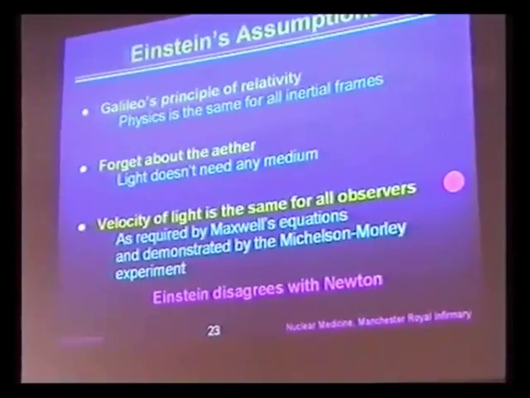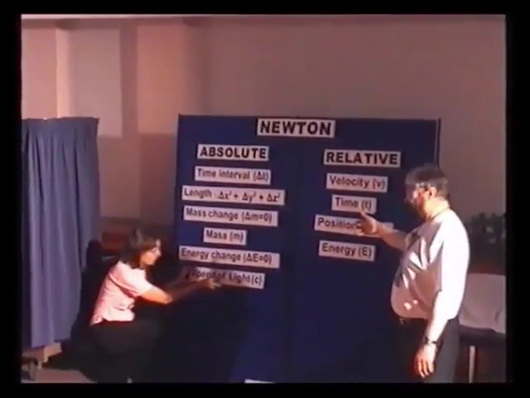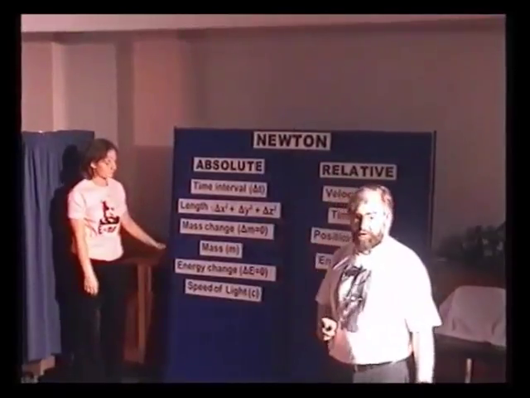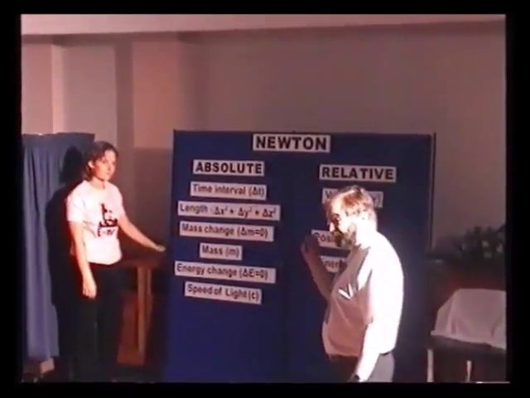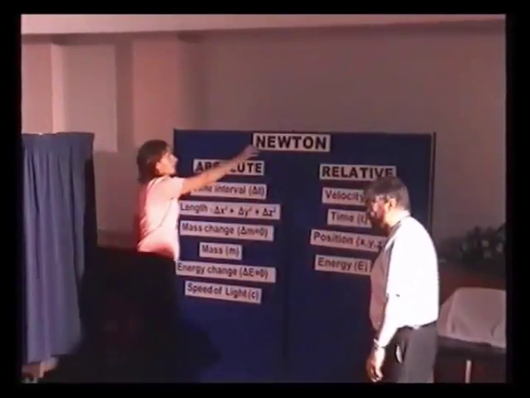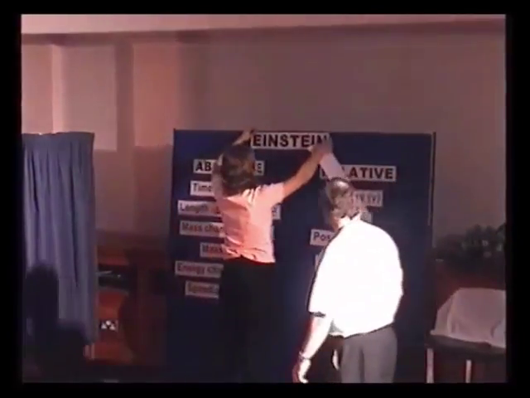So we have an important thing that Einstein puts on the board in the absolute column, the speed of light, seen as an absolute quantity that everyone agrees with. So basically Einstein sided with Maxwell and said that Newton must be wrong. So we'll have to take Newton off the board now and replace him with Einstein. We're developing a new set of rules according to Einstein.